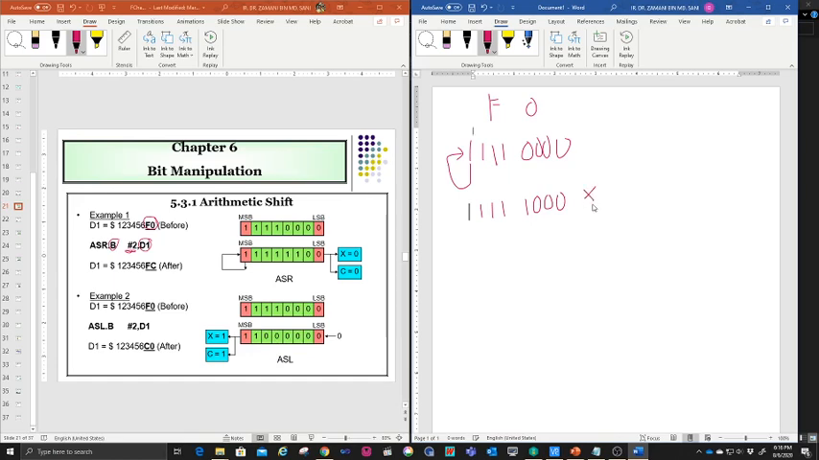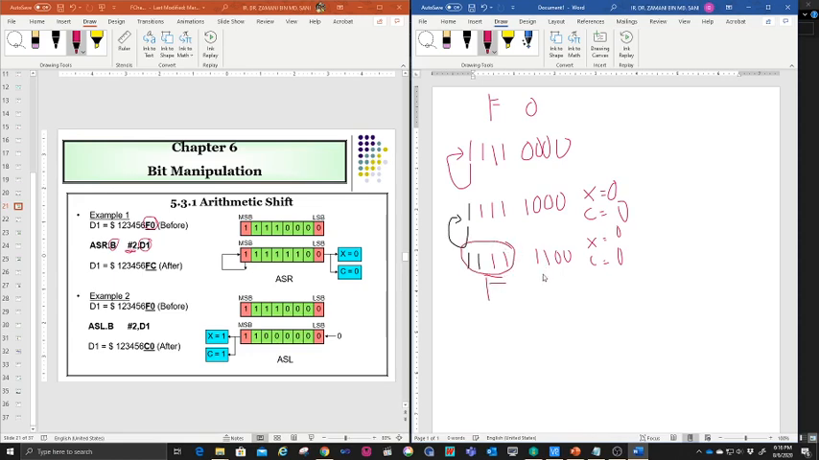Now your X and C is equivalent to 0. The one that was here is going to be out there. Alright, then you have to do it again. So 1, 1, 1, 1, 1, 1, 0, 0. The last one is now going to be here, X and C is equivalent to 0 and 0. So this is the final answer after you shift right twice. So this is going to be F.